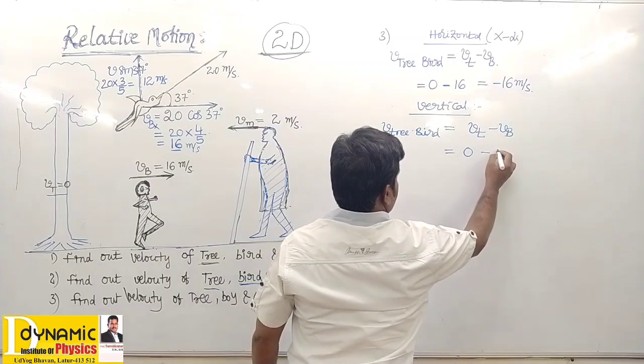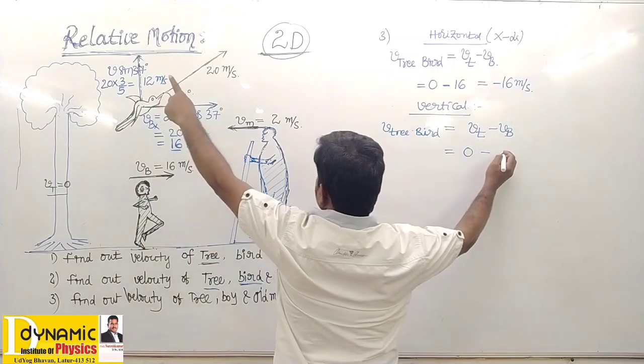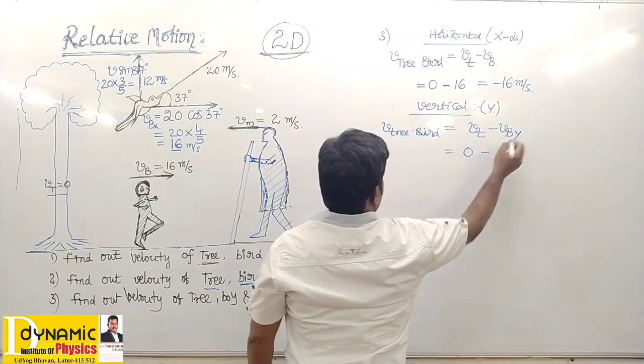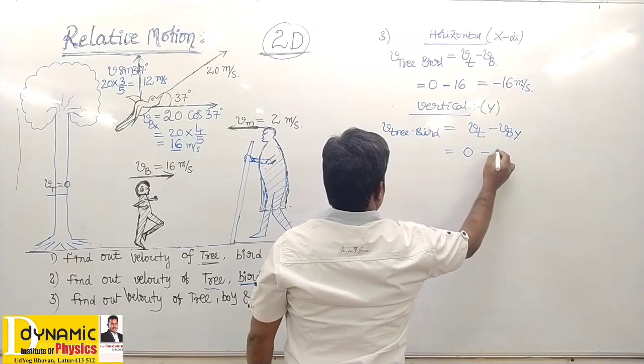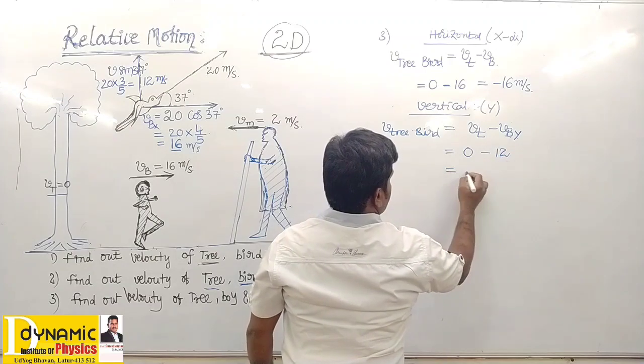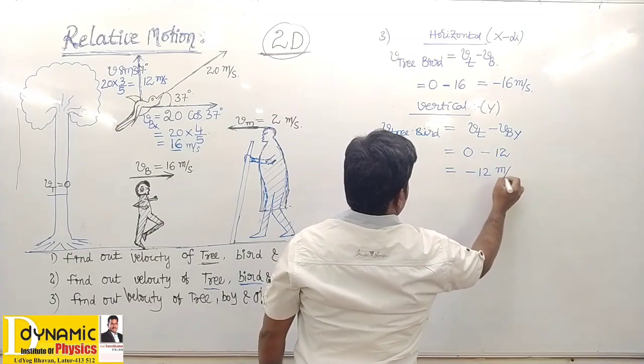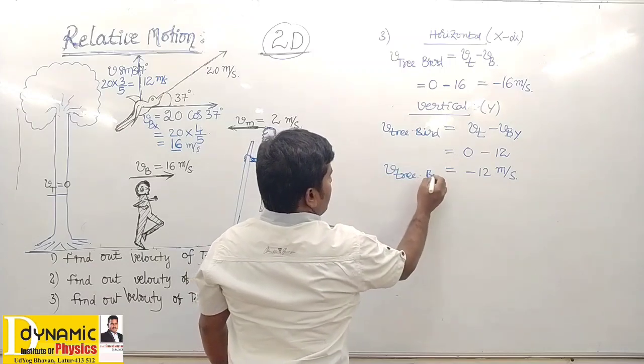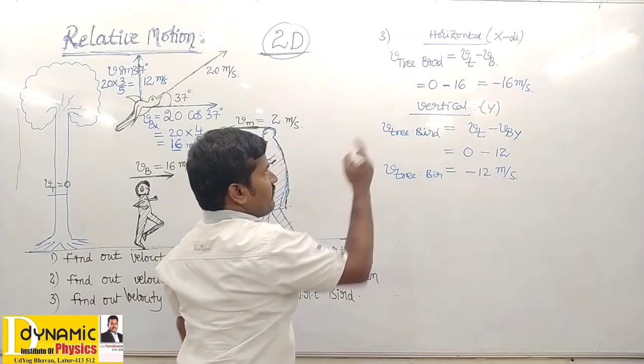Minus V bird. V bird is the bird's velocity in the vertical direction, meaning the y direction. The y direction bird velocity is 12. So it is written as minus 12 meter per second for V tree with respect to the bird. This covers the horizontal and vertical.